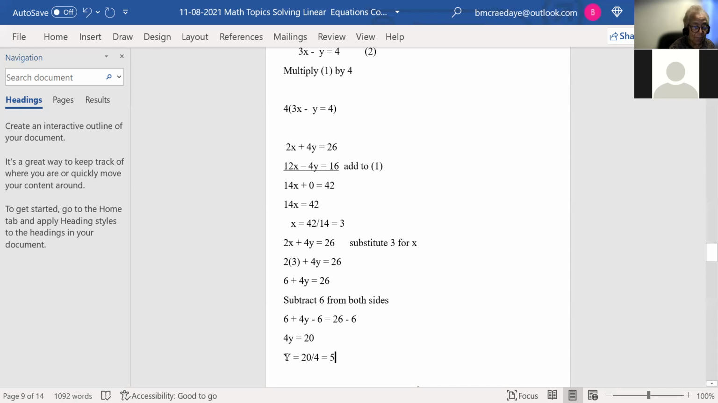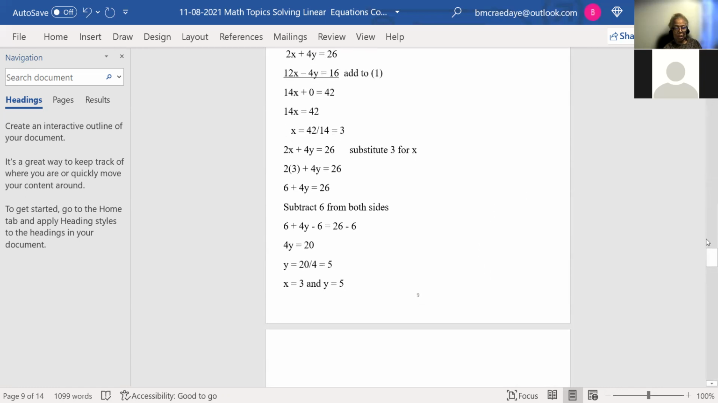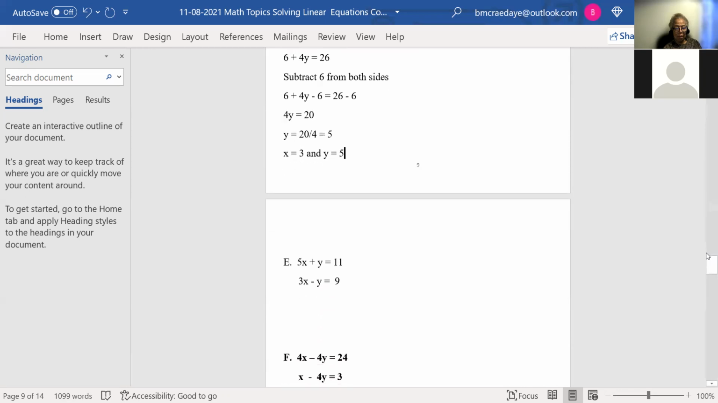So what are our answers? Y is 5 and x is 3. That's right. X equals 3 and y equals 5. All right. Now let's look at the next one. That was D? Okay, E.